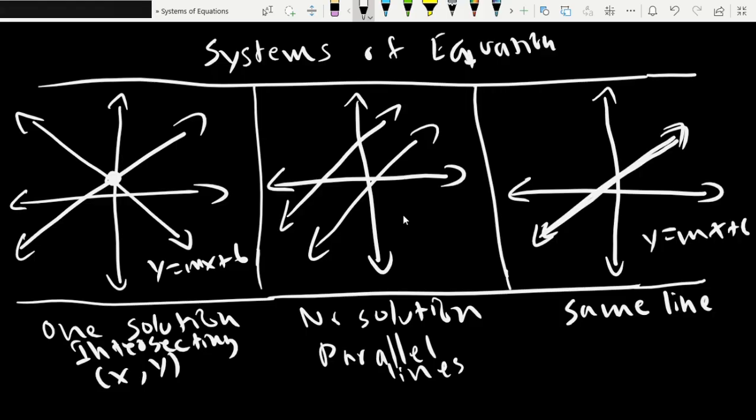So if this one is intersecting at one point and it has one solution, and this one has no solution because it's never intersecting, then what's going to be this one if it's always intersecting at all points? It's going to have infinitely many solutions.